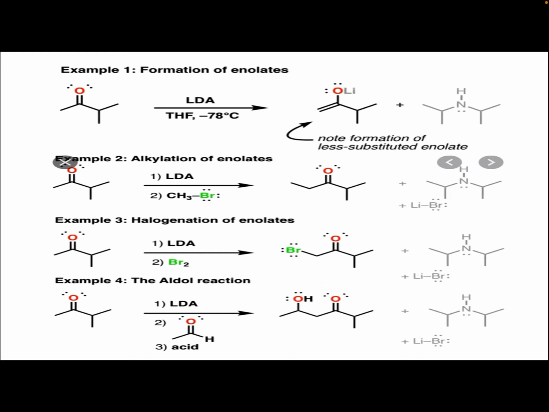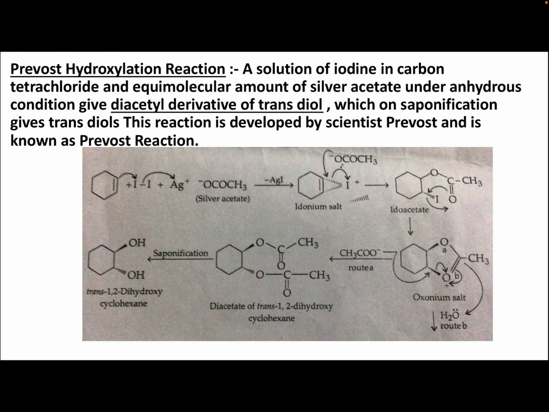The next example, halogenation of enolates. So what happened? Halogenation takes place. A halogen gets added. Br is getting added, green color. Br is added there. Next example is the aldol reaction. In aldol condensation also LDA is used. So these are the examples of reactions of LDA: the formation of enolate, alkylation of enolate, halogenation of enolate, and aldol reaction.